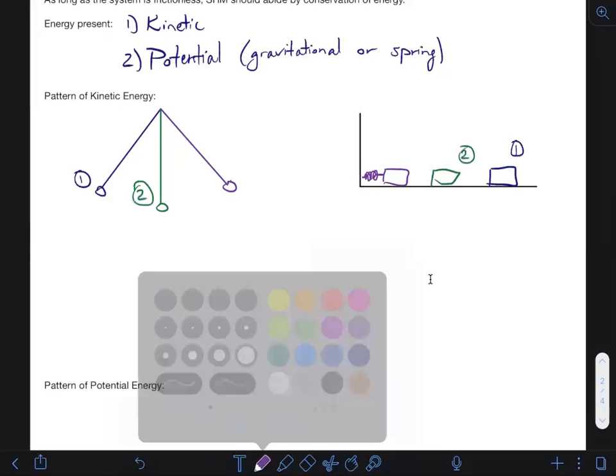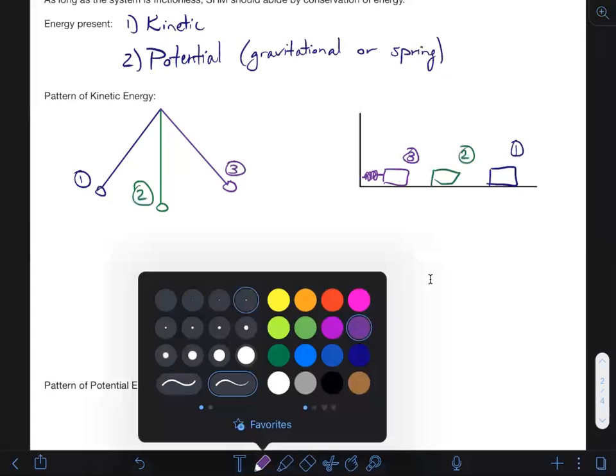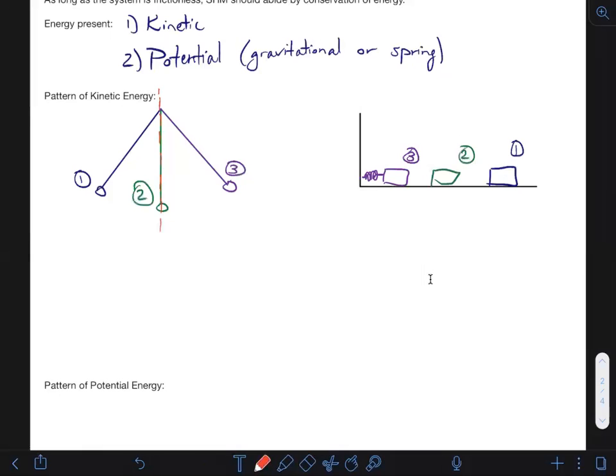Okay, so position 1, position 2, position 3. Oh, and let me add the equilibrium point, because that's always a good reference point for us to have, right? So this is equilibrium for a pendulum, and this is going to be our equilibrium for our horizontal mass spring system. Okay, fantastic. So let's look at all of these extremes and detail what is going on with our motion.